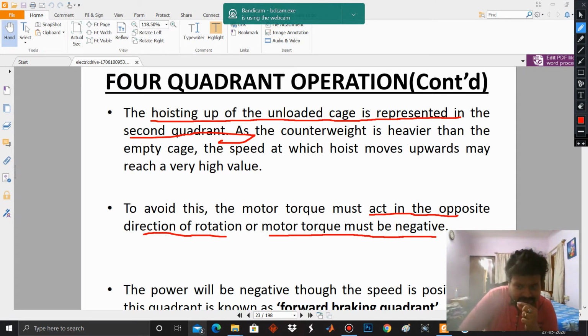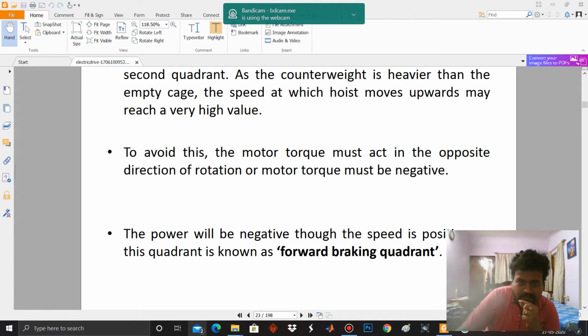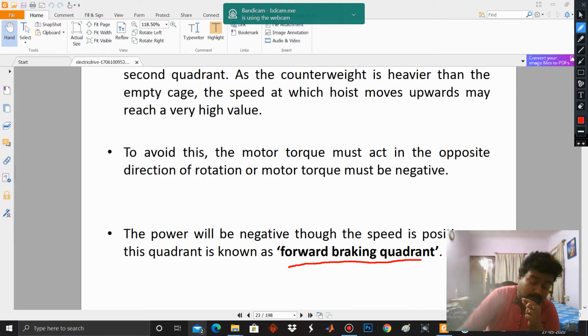But what about the speed? As there is an opposing force, the speed will become lower and the motor will brake, the cage will brake. That's why it is known as the forward braking quadrant. The speed is positive because it is not changing its direction, but it is becoming lower. So in the second quadrant, the pan is said to be slowing down. That is what we mean by braking.